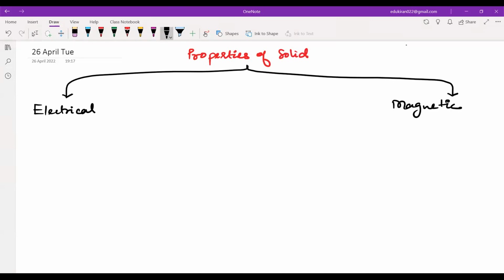So in electrical properties, we have conductors. Second is insulators. And the third is semiconductors.